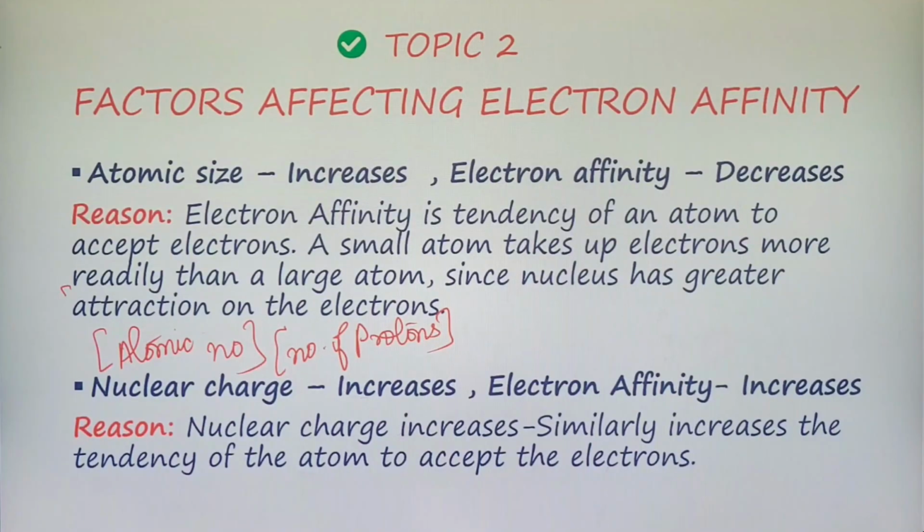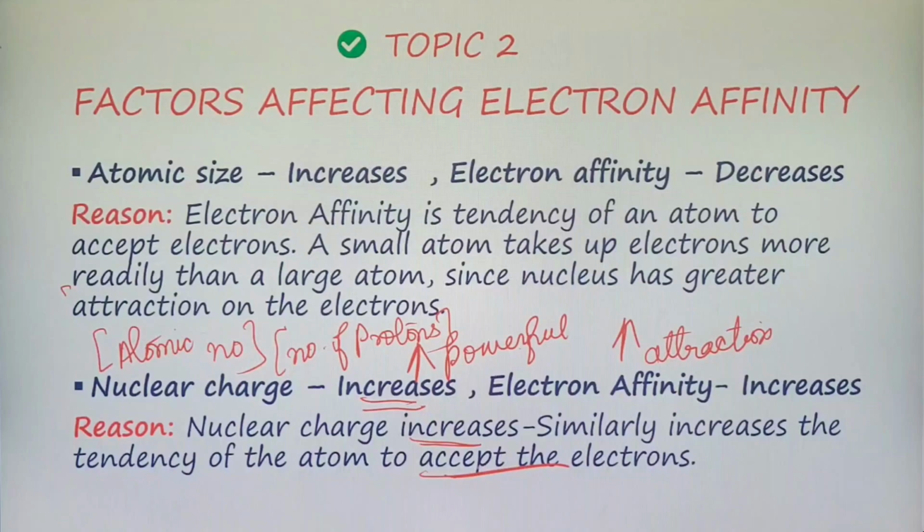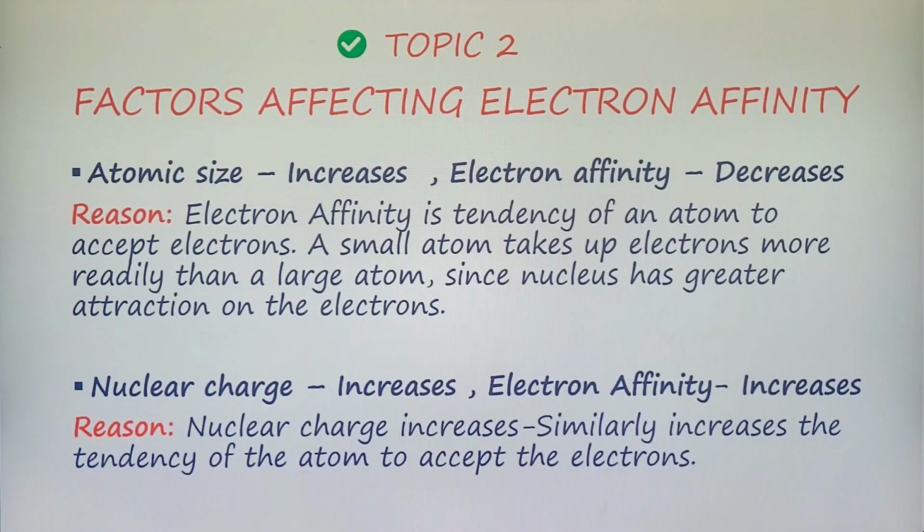As the atomic number increases, as the nucleus becomes more and more powerful, more will be the attraction. The more powerful the positive charge, the more quickly it will be able to attract the electrons. Is this clear to you, children? As the nuclear charge increases, the more powerful the nucleus, the more will be the tendency of an atom to accept the electron. The more the positive charge, the more will be the pull on the negatively charged electrons.